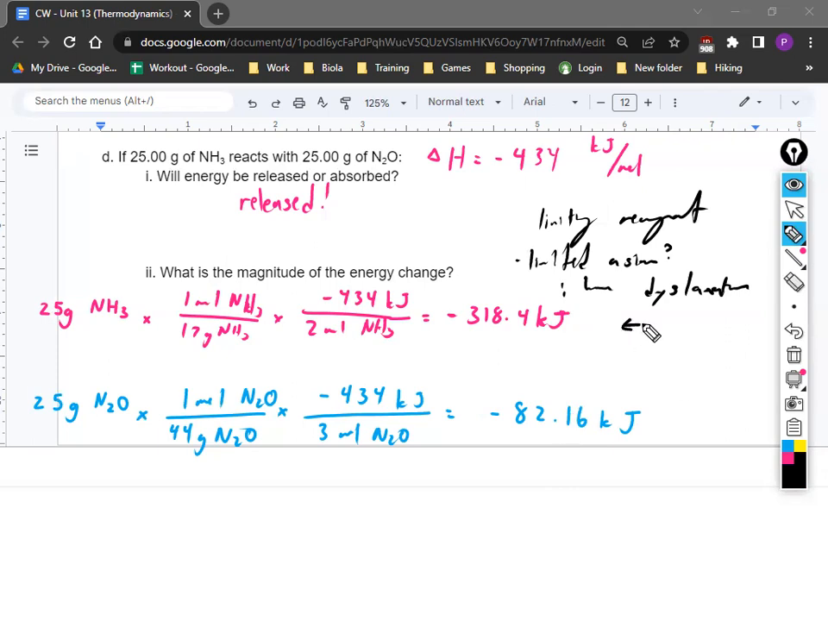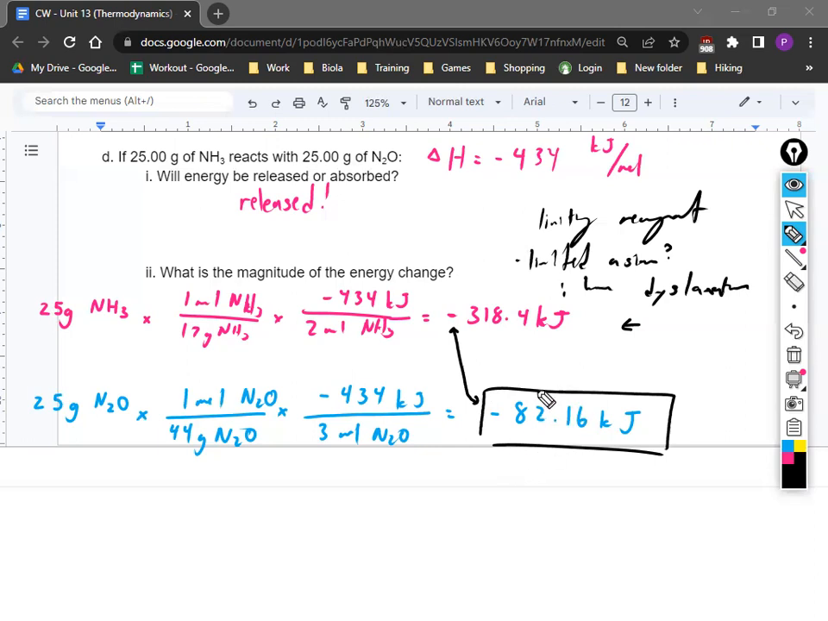Yeah, technically this is a smaller number, right? However, the negative sign here is only telling us whether the energy is being released or absorbed. So it's telling us what's happening to the energy. It's not talking about the magnitude of the energy. And that's why even though this is technically a smaller number, the magnitude of energy that's being released or absorbed is smaller here. So that's why this is still the limiting reagent.